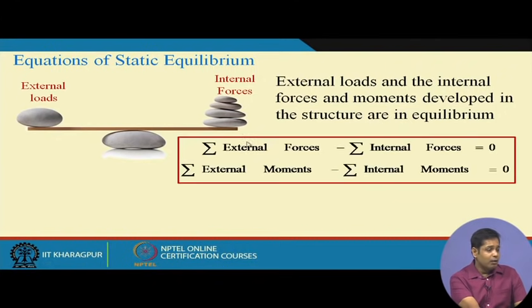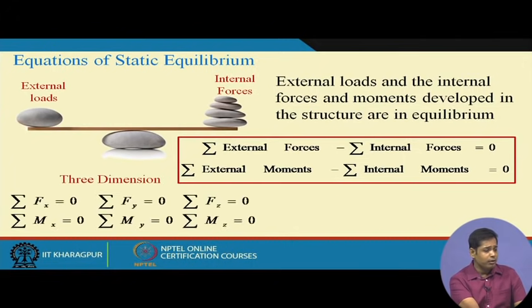Now, what is equilibrium? Equilibrium means the summation of external forces has to be equal to the summation of all internal forces, and the summation of external moments has to be equal to all internal moments. Now, in three dimensions, how many forces can we have? We have three forces and three moments, because just now we said that in three dimensions we have 6 degrees of freedom, 3 translations and 3 rotations. So, 3 translations means 3 forces and 3 rotations means 3 moments.